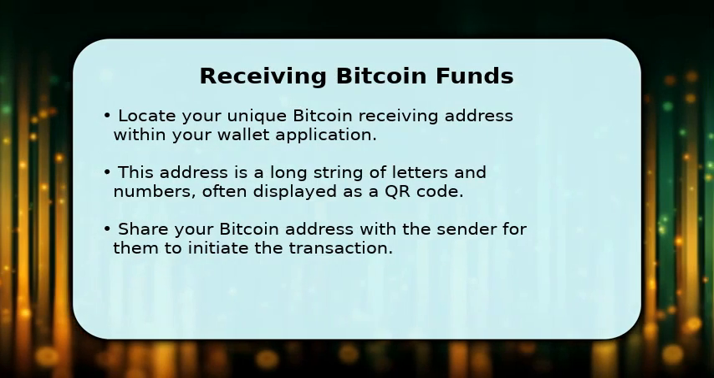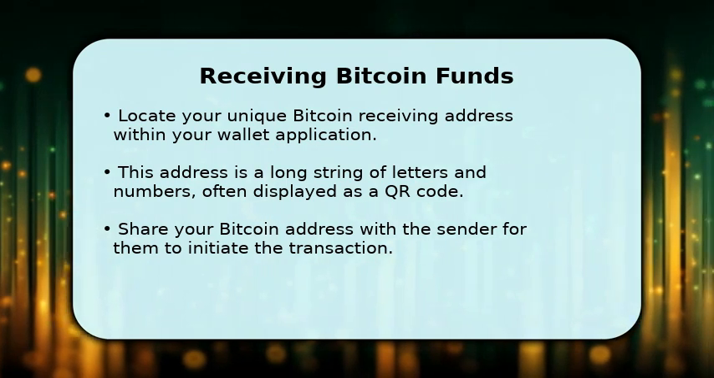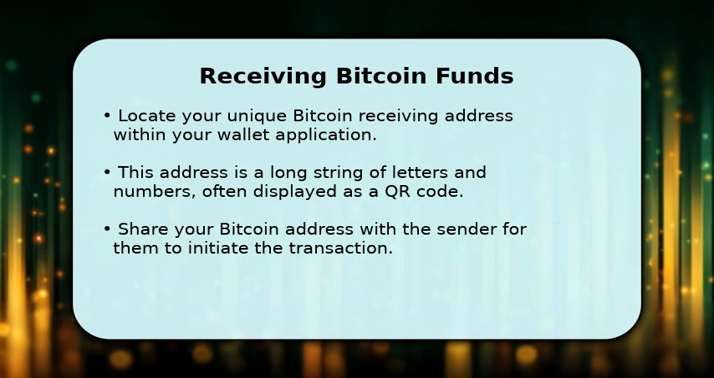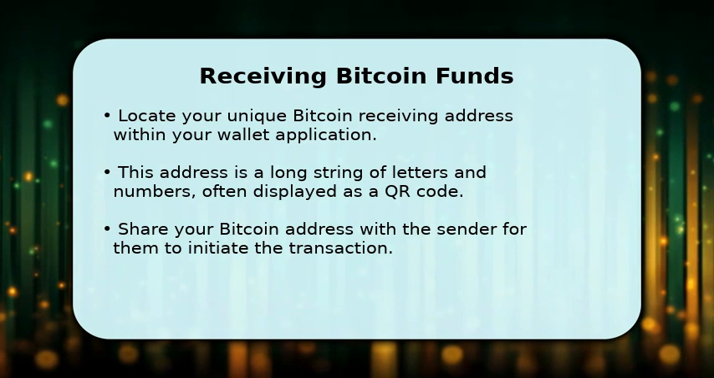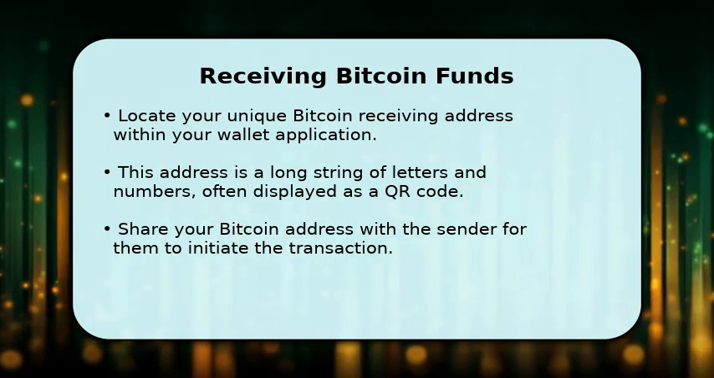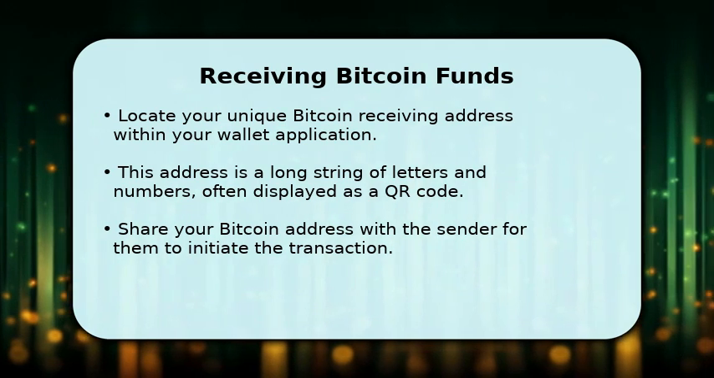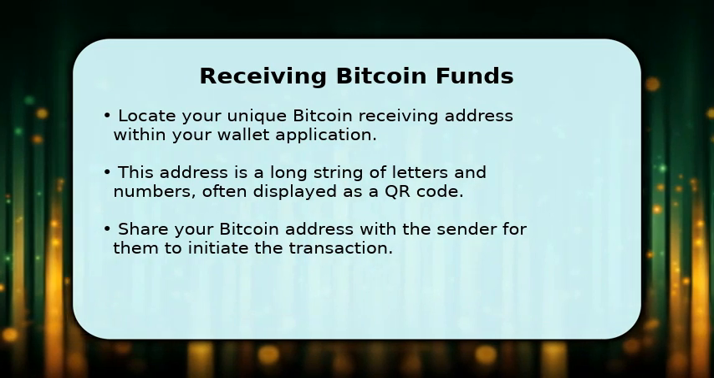To receive Bitcoin, first locate your unique receiving address in your wallet. This address is a long string of letters and numbers, often presented as a convenient QR code. You'll share this address with the person sending you Bitcoin. Once they initiate the transfer, confirm the transaction details. You'll then wait for network confirmations, typically 3 to 6, before the funds are fully available in your wallet.